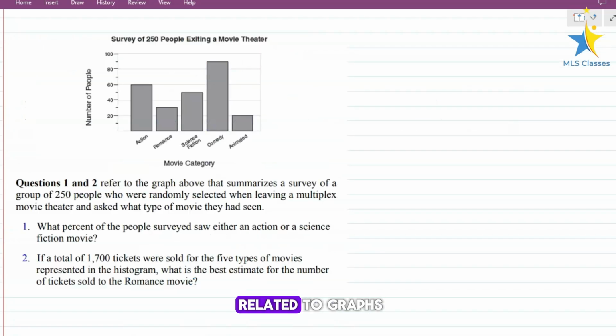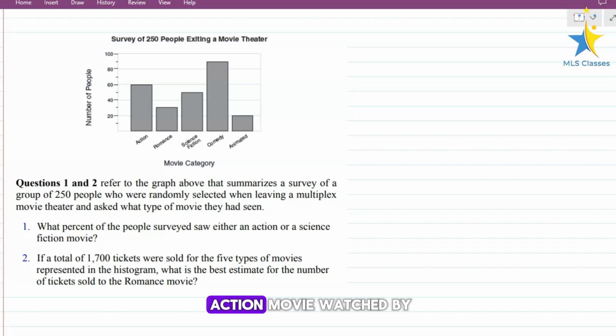This question is related to graphs. It's given that questions 1 and 2 refer to the graph above that summarizes a survey of a group of 250 people who were randomly selected when leaving a multiplex movie theater and asked what type of movie they had seen. What percent of people surveyed saw either an action or a science fiction movie?